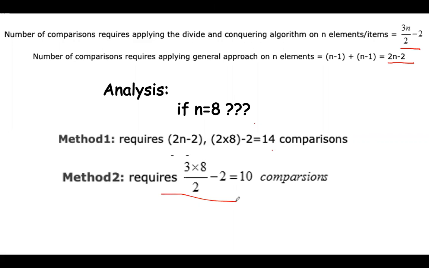But in time complexity, the problem is we don't consider the constants. We'll consider just n values. For that reason, we'll get big O of n for both methods. So we will say that both are the same, but that is not the situation. Is it clear? Have you understood?